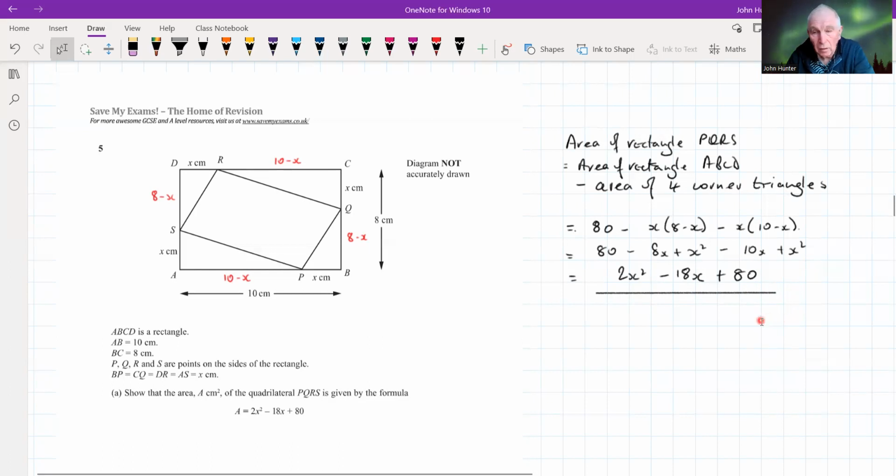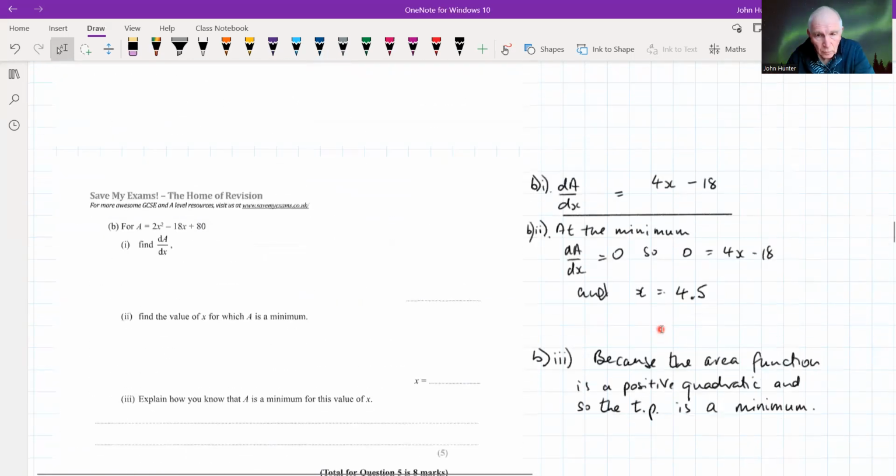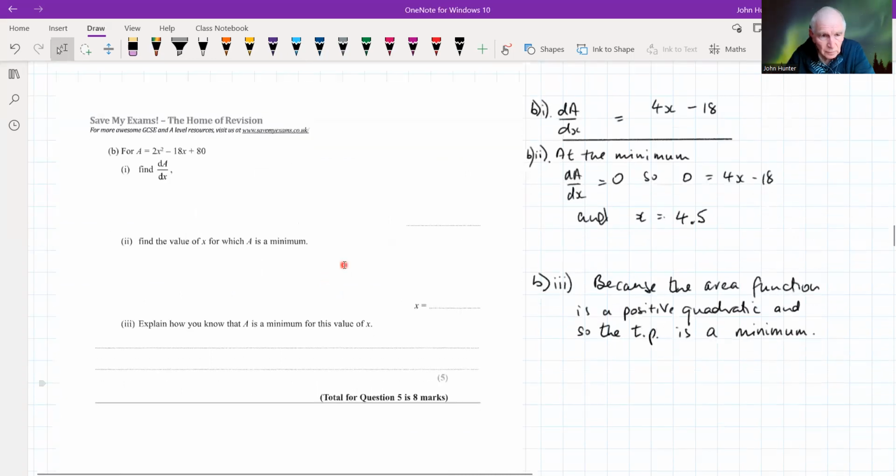Okay, good example of us forming an equation. So we've done that, found the area. Okay, and then we've got sort of a second part here, part B. So if that is the equation for the area, find dA/dx. So there's a bit of differentiation. So dA/dx is the rate of change of the area with respect to the value x.